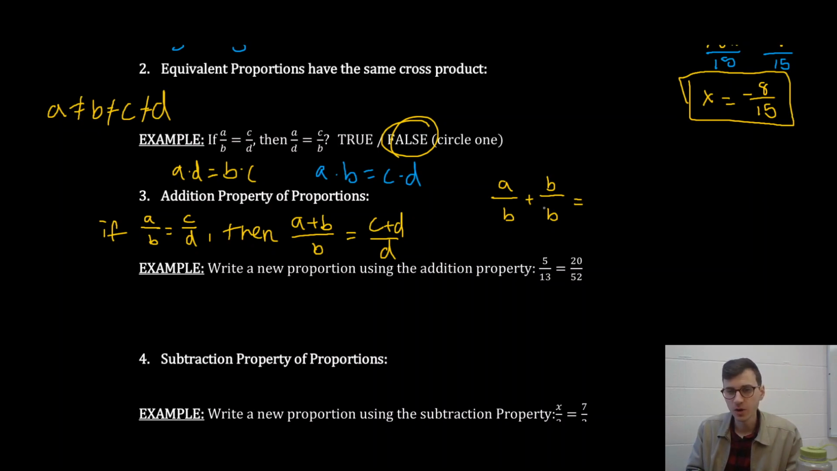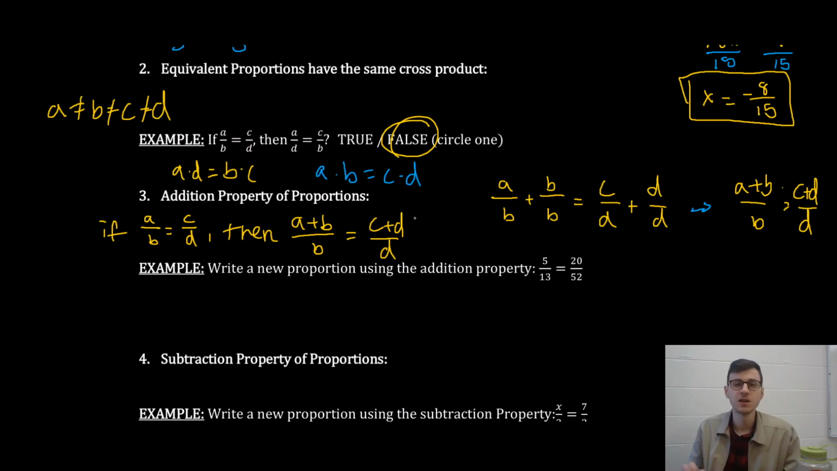And now, if I added 1 to this side, I want to add 1 to C over D. Now, what's a clever form of 1 that I could add to C over D? Well, if I add D divided by D, this is still 1. This might be 5 over 5 and this might be 10 over 10, but they're both equal to 1. So I'm adding the same thing to both sides. And when I do that, we add the numerators. So A plus B, the denominator stays the same. We add the numerators, the denominator stays the same. And that is the addition property of proportions.